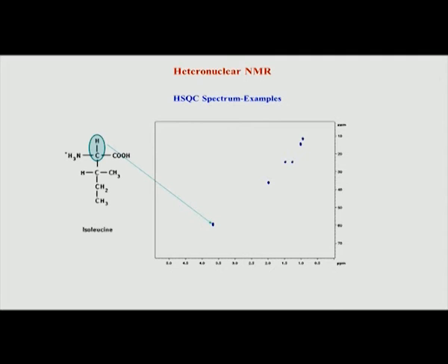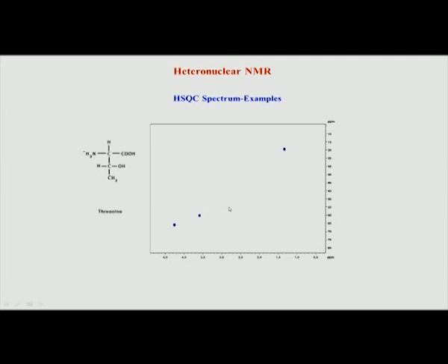Let us look at one more example before we move on to HMQC. So, this is an amino acid called threonine, and here you can see that there are only 3 types of carbon proton pairs. One is this pair, one is this pair, and one is this pair. So, again this is an alpha amino acid.